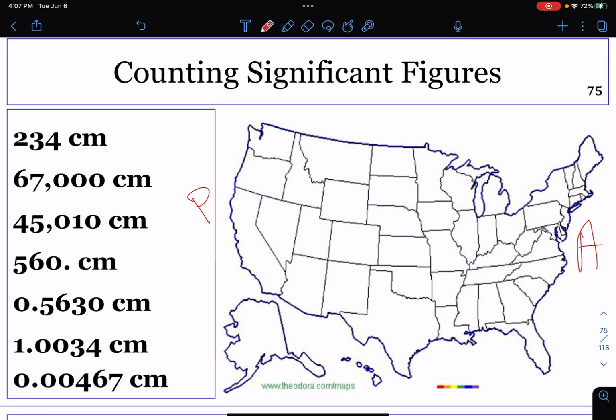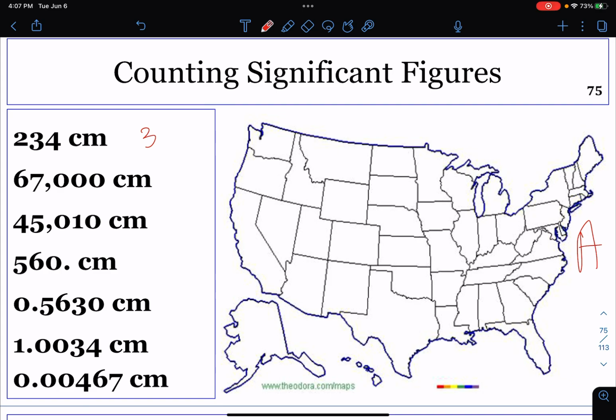234. The decimal place is absent. A for absent, A for Atlantic. We're going to start on the right-hand side of the number here, and we're going to skip all the zeros we first come to. Well, we don't have any zeros, so that means all of these numbers here, starting from the 4 as the first non-zero digit, and continuing in the same direction, are considered significant. So this value has 3 significant figures. Let's do the next one.